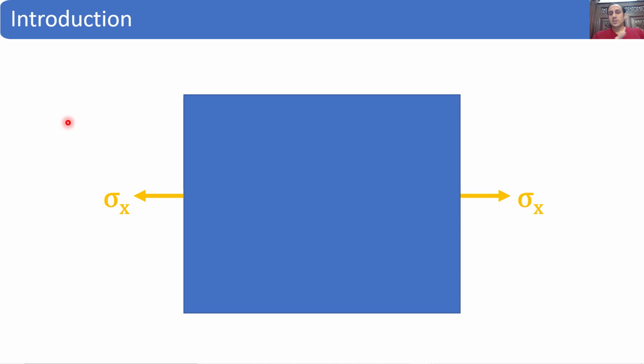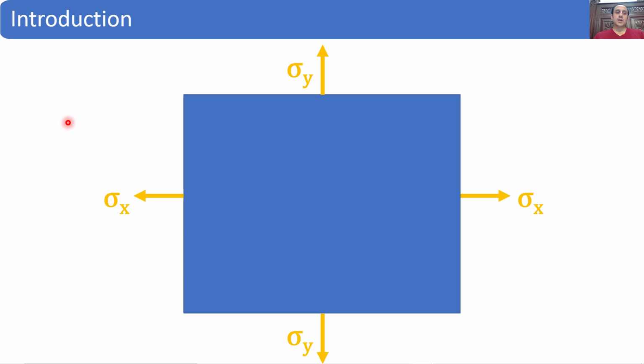Now we have another example in which we have a rectangular shaped object, and we are talking about this object in 2D. That object is placed in a plane, and there are two types of stresses applied on this object. One in the x direction, the other in the y direction. Both of these stresses are tensile stresses. It means they are stretching the material.